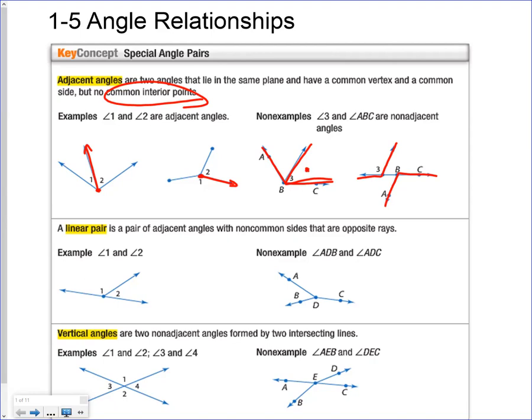For a linear pair, you see the word line in here, right? So it makes sense that it is a pair of angles on a line. This one works, you have a line and an angle drawn in. The other one does not work because there's no line.